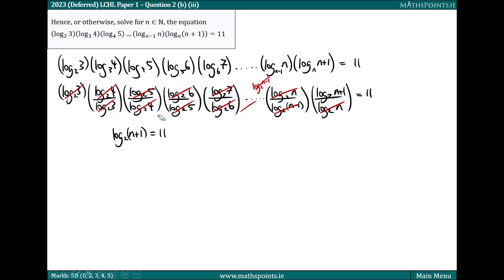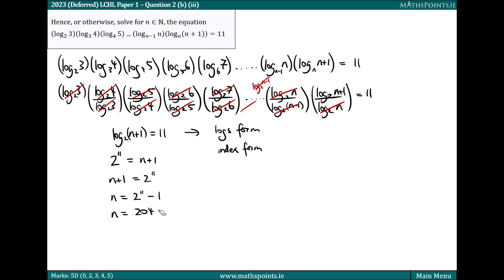So it looks quite tricky at the start, but we end up with this very simple equation that is in what we call logs form. So to change that into index form, we do the following. The 2, the base of the log, becomes the base of a power, 11 becomes the exponent, and that's equal to n plus 1. Obviously we could have written that as n plus 1 equals 2 to the power of 11, and then n is equal to 2 to the power of 11. Let's subtract 1 from both sides, so minus 1, which is 2048 minus 1, so n is equal to 2047.